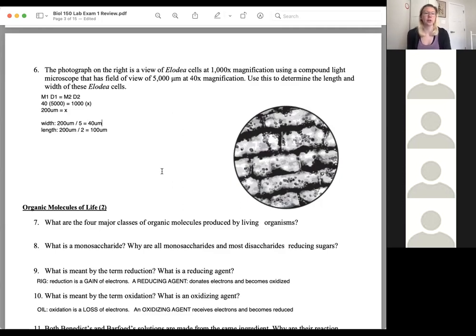As long as you have your calculations, you'll get full credit, even if your answer is a bit off. Anything that involves calculating, it's always really important to show how you got your final value. Don't just put your final number. Make sure you have it written out, what steps you went through to get that number.